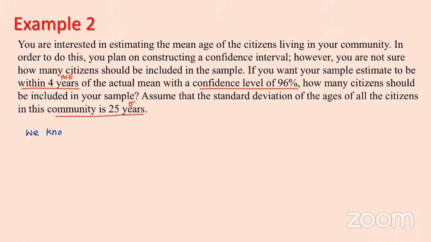What was the formula? n is equal to how much? Z critical times sigma over margin of error, squared. But now, if you look at that formula carefully, do we have sigma given? Yes, sigma is given. Do you have margin of error? 4. Do you have Z critical? No. So first we want to find that Z critical. And you know, in order to find the Z critical, we draw that diagram. Let's do it.